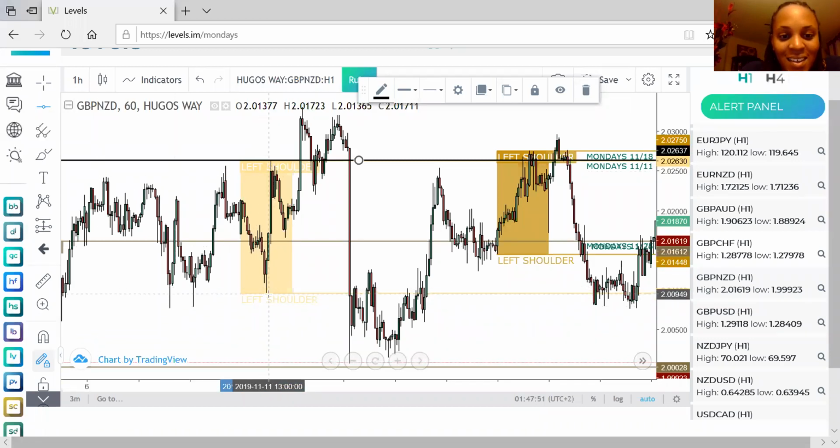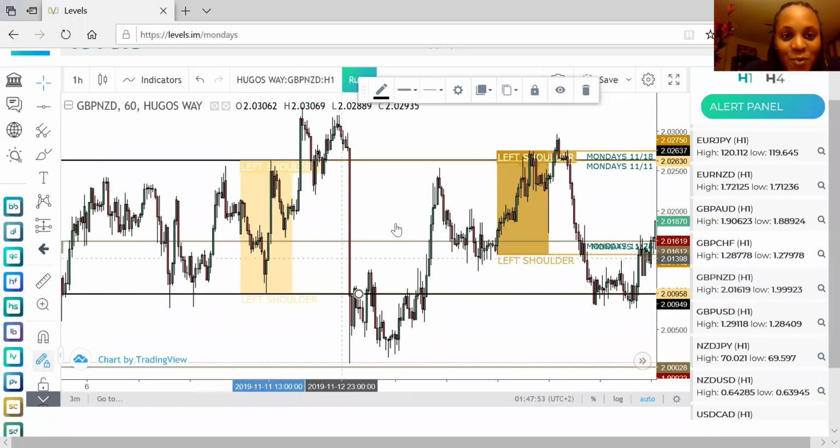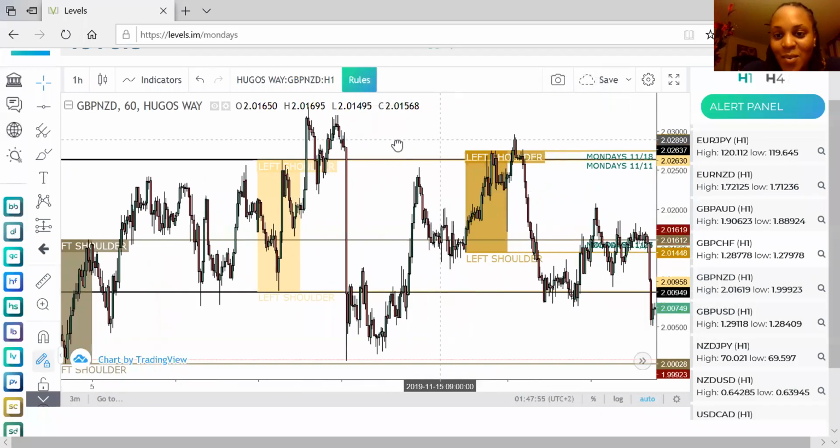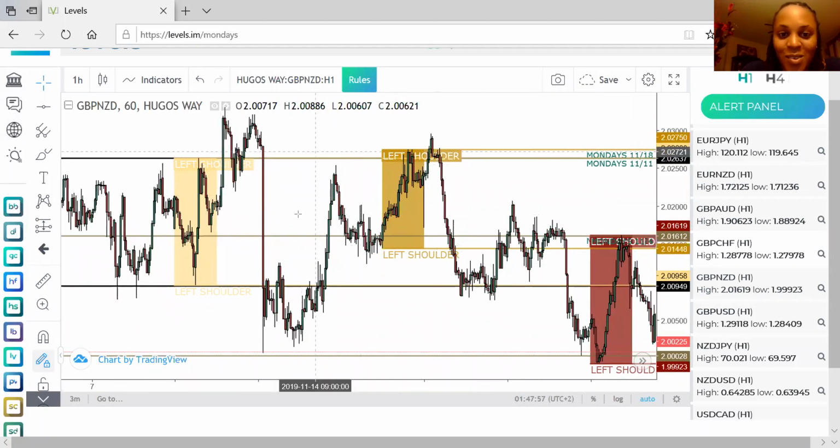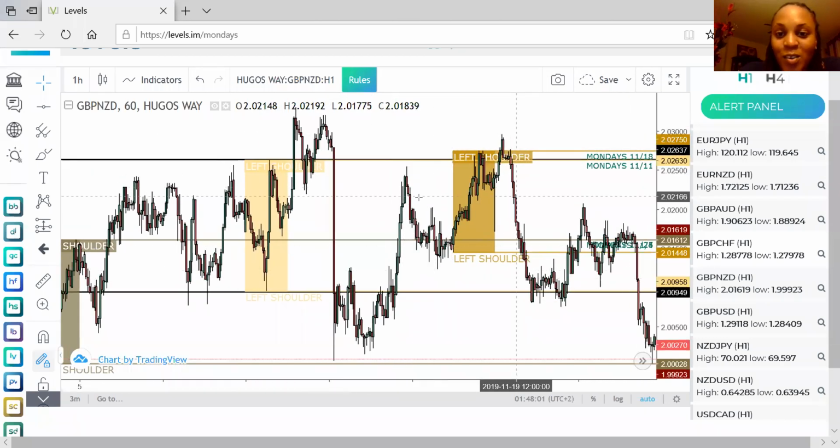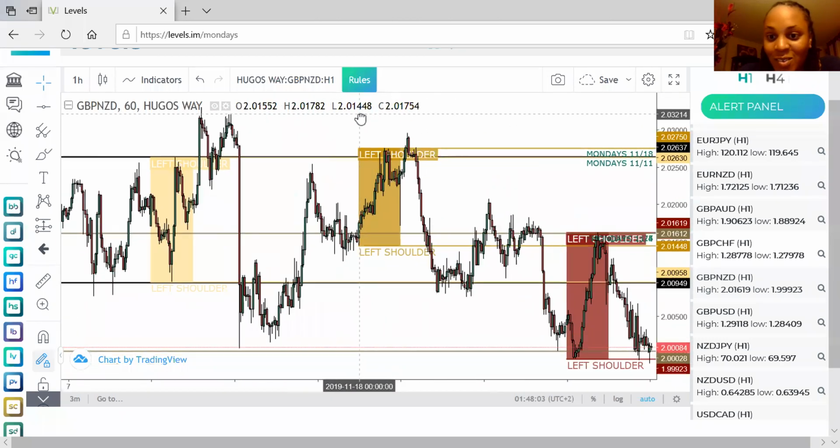So let's look at this. So we're focusing on this Monday. Why am I focusing on this Monday? Because the market was around this region for quite a while. And we have our confirmations for both directions of this trade.